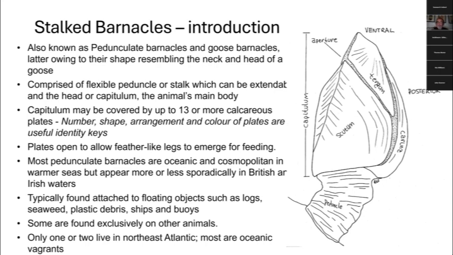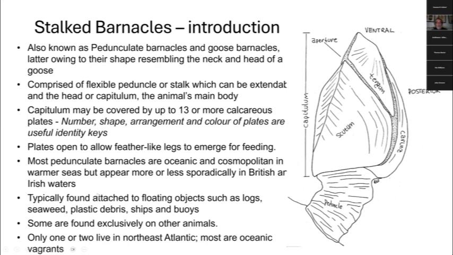And the plates open up here. Here's the tergum, you've got a tergum on each side. And here is the slit where the aperture opens up as the terga open up. And that's where the animal inside can stick its legs out to feed in the water. And there'll be some photos of this coming up.